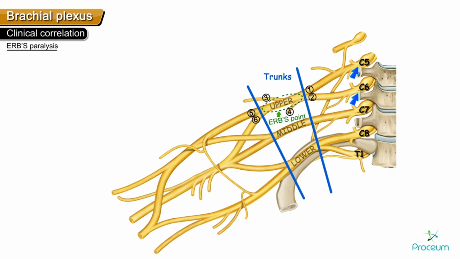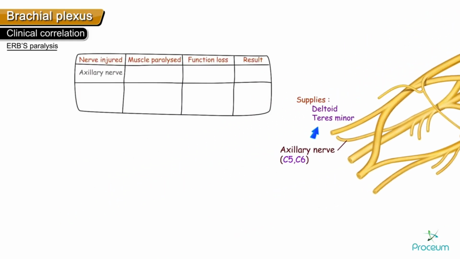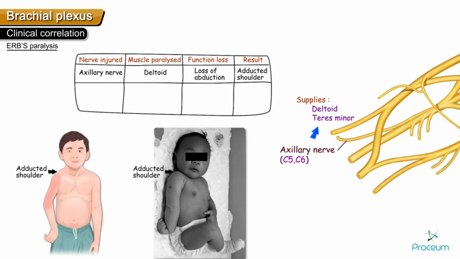Thus, in Erb's paralysis, the suprascapular nerve that is supplying supraspinatus gets affected. Axillary nerve, which has a root value of C5, C6, will be affected. Axillary nerve supplies deltoid and teres minor. Thus, in Erb's paralysis, when the C5 and C6 roots are affected, even the action of deltoid is lost. There is loss of abduction of the shoulder. So, in case of Erb's paralysis, when there is loss of action of deltoid, there is an adducted shoulder.